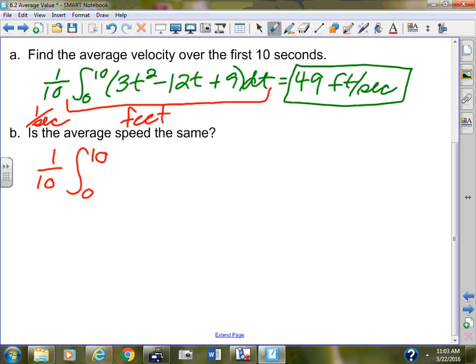Is it possible that this could have always been positive? Yes. It's possible, but to make sure, you want to make sure that you put this in absolute value. So you've got the absolute value of 3t squared minus 12t plus 9 dt. Be sure you put the absolute value to ensure that you get the correct answer there. Okay?